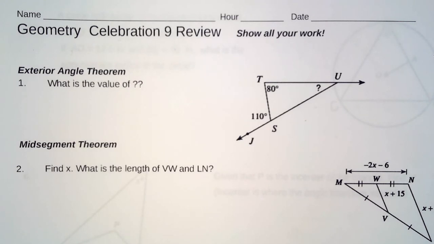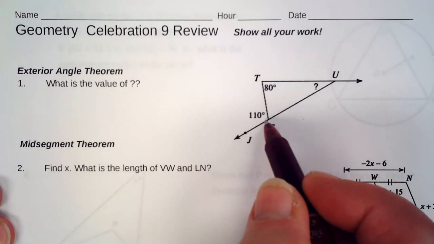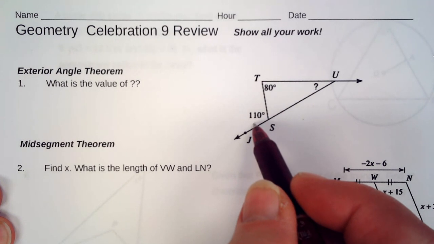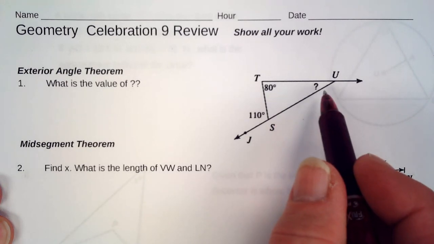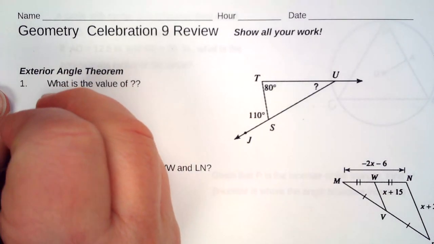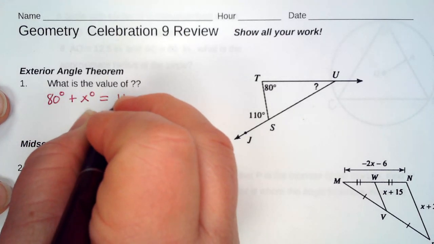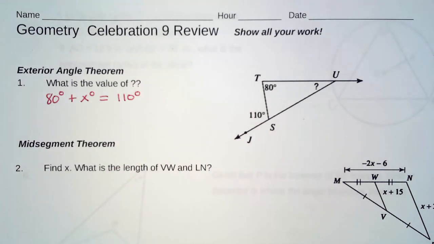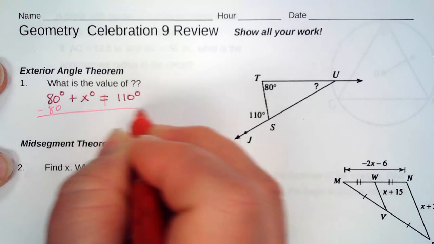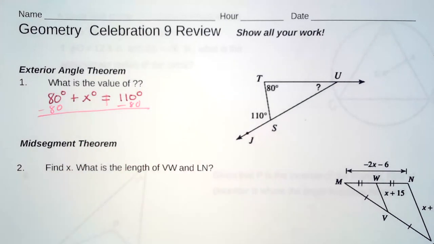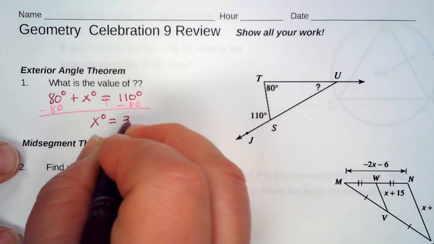Okay, here's a check of your work. The exterior angle theorem says the measure of the exterior angle is equal to the sum of the two remote interior angles. So 80 degrees plus x degrees is going to give us 110 degrees. I'm going to subtract 80 from both sides. And x degrees is equal to 30 degrees.